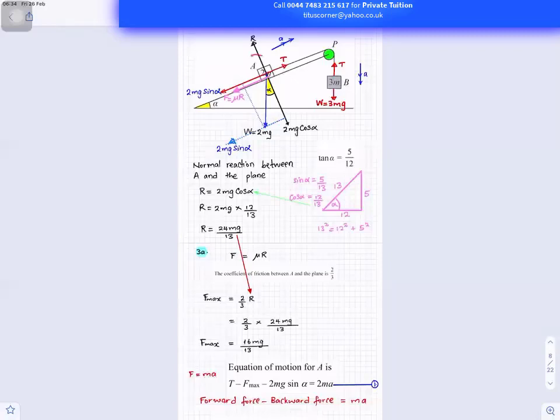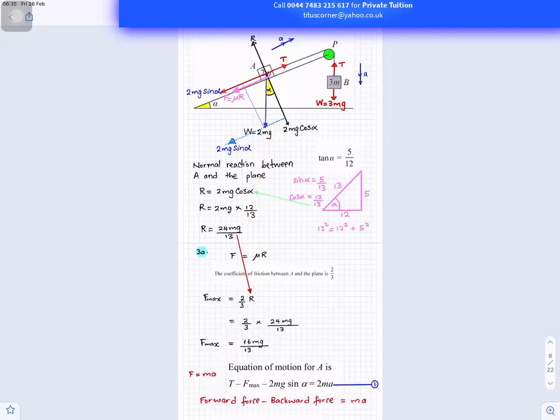Now we want to consider particle A only and write the equation of motion for particle A. Just A only. So what is the forward force? It is T. The way you do it is the forward force minus backward force is equal to ma. So we are using F equals ma. Forward force minus backward force gives you the resultant force, and that's equal to the mass times acceleration. The forward force is T. T is the one pulling it forward, the tension.